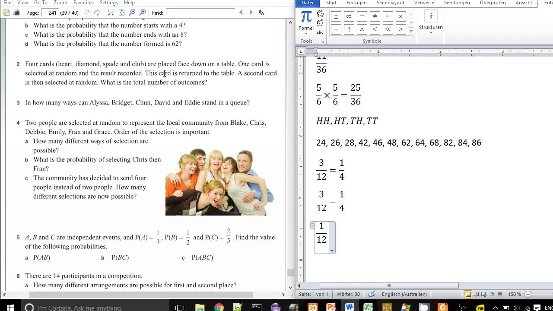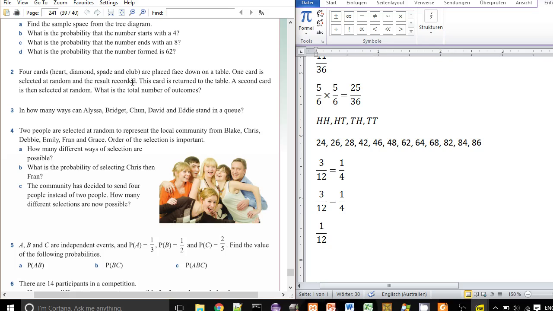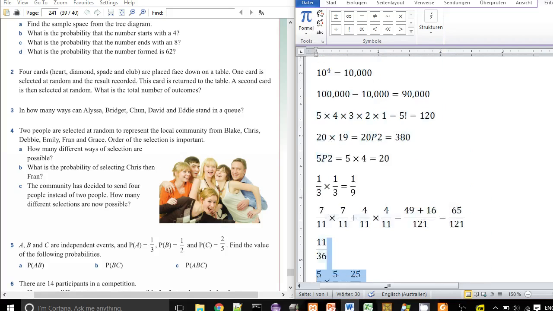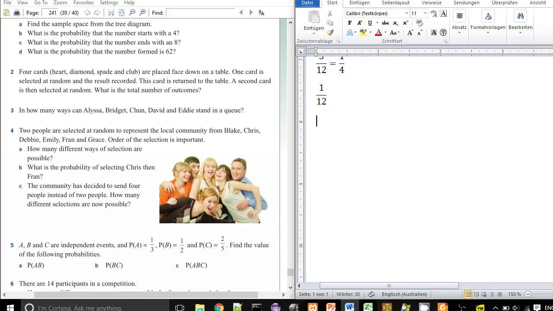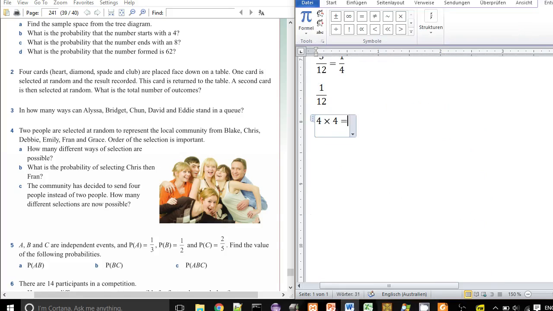4 cards, I guess, of each suit, put on the table. 1 card is selected at random. 1 card's picked at random, and then it's put on the table again, and then another card's taken. So the first time, there's 4 possibilities, and the second time, there's again 4 possibilities. So 4 times 4 is 16. Look, I'm just going to get rid of all this stuff. Whatever, let's keep going. So 16 possibilities for question 2.